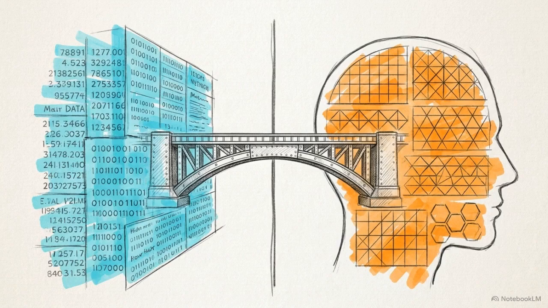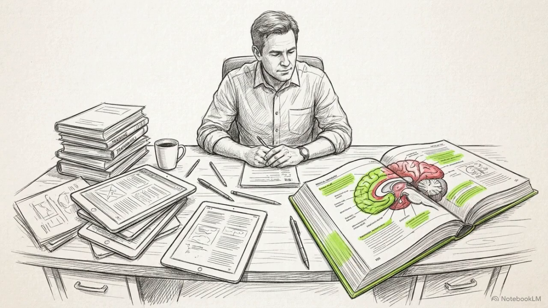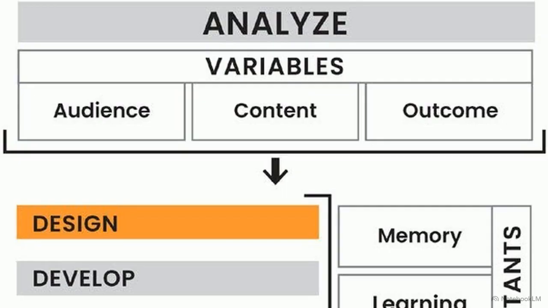Instructional design functions as an engineering discipline, bridging the gap between raw information and human comprehension. The designer is tasked with balancing a shifting set of situational demands against the unyielding biological realities of the human brain. We see this tension in the ADDIE model.